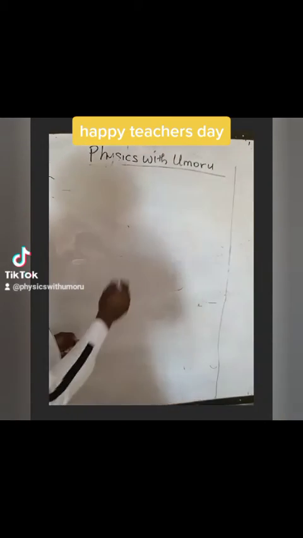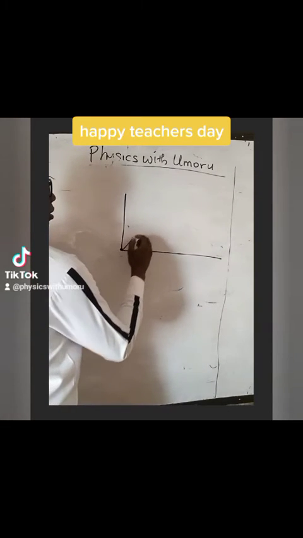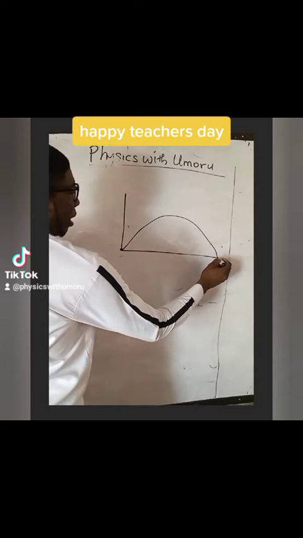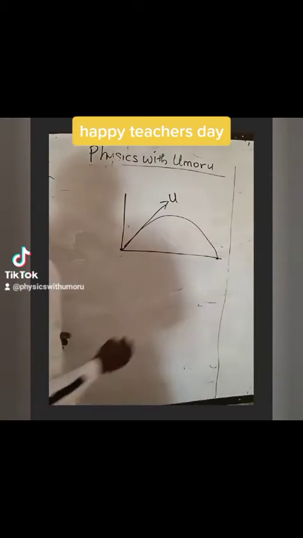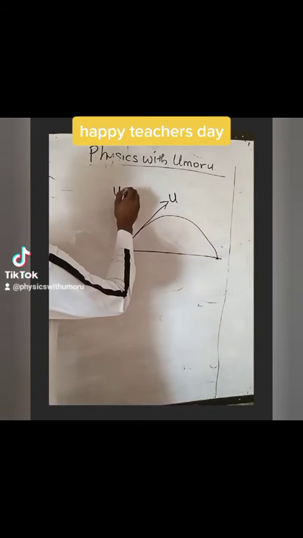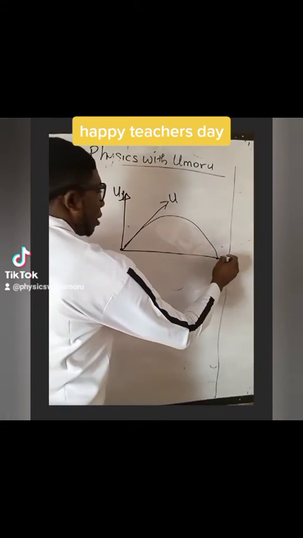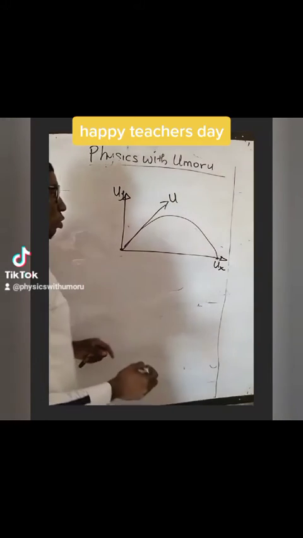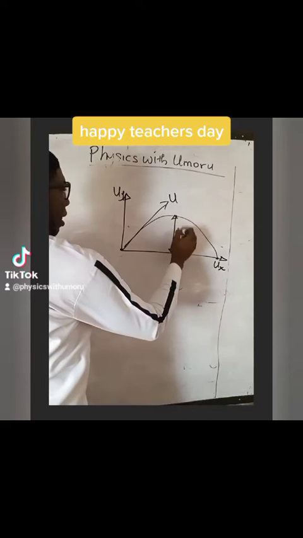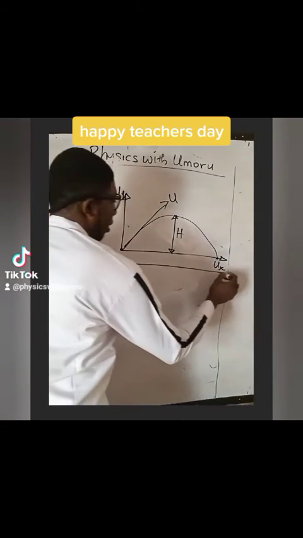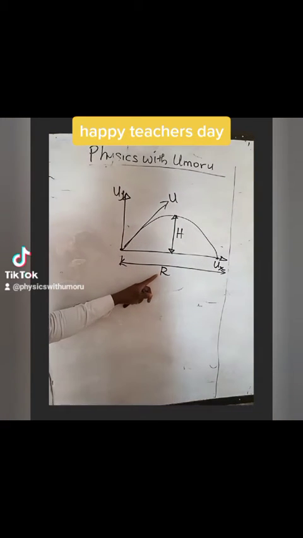Okay, so let's quickly look at a projectile projected from this point, and the projectile had to land here. Let this be the resultant velocity of the projectile, and let uy be the vertical component, and ux the horizontal component. Let this be the height of the projectile, and let this be the range which we are about to derive, the range of the projectile.